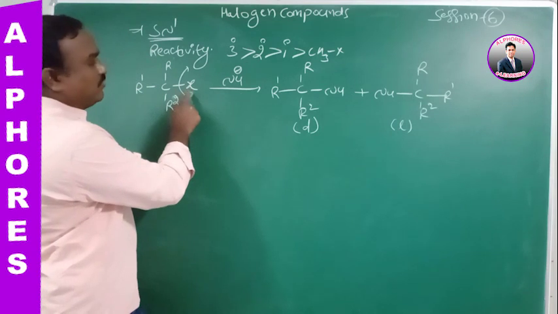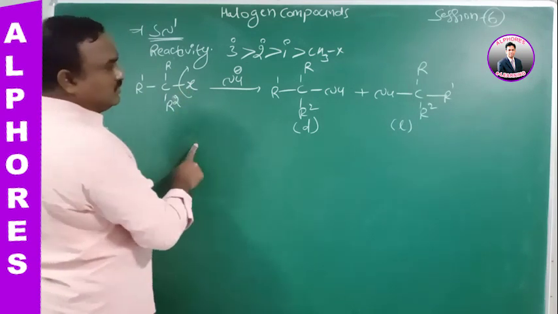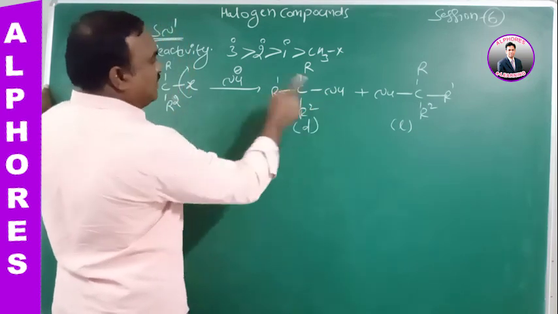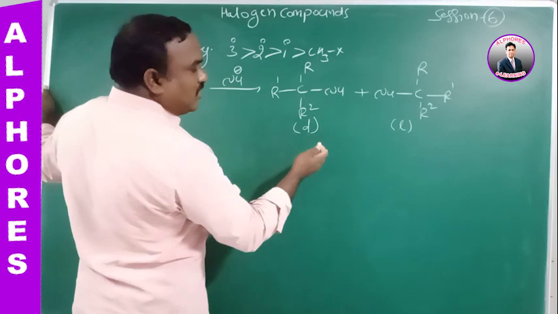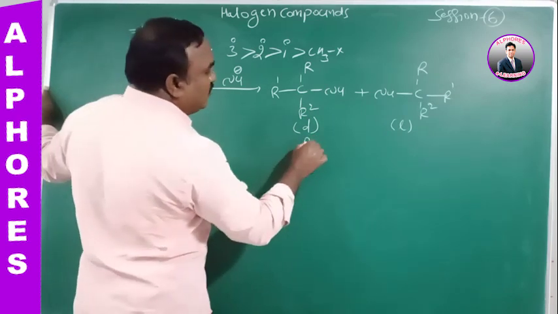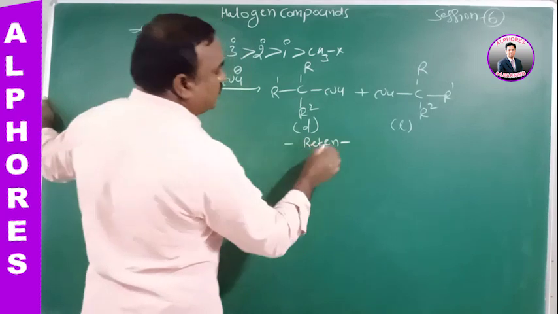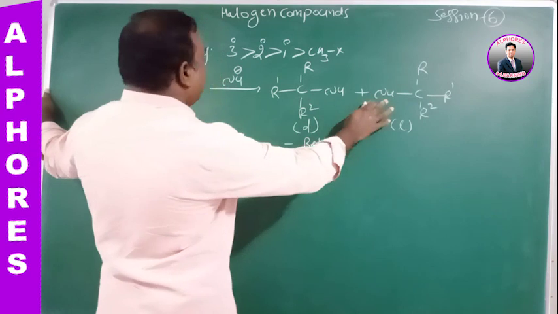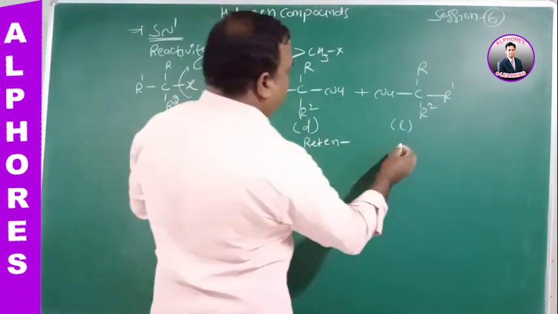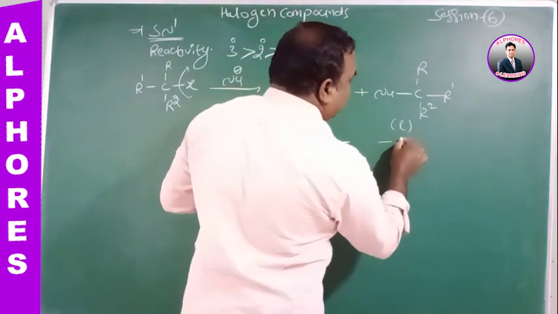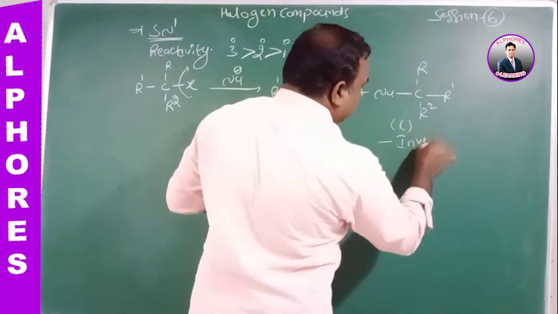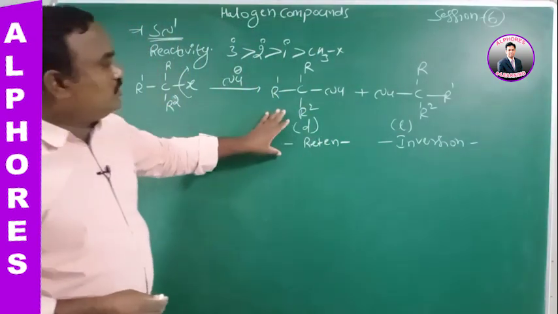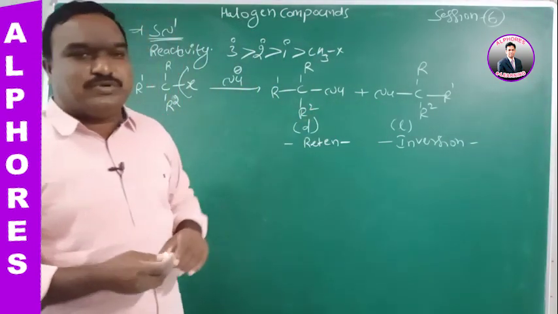What is the position of the outgoing group here? The right side. What is the position of the incoming group in the first compound? Right side. Both are on the same side, so the compound is called the retention compound. If the incoming group position is opposite to the outgoing group, the compound is called what? Inversion. So the retention product and the inversion product are both possible here.